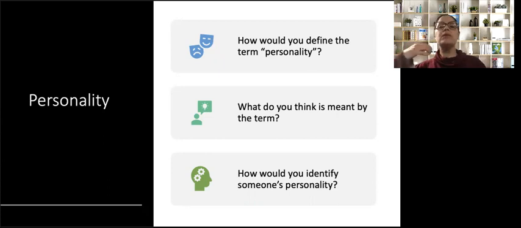But before you learned how in psychology we define personality, how would you have described it? And what do you think is meant by the term personality? Additionally, I want you to think about how you might identify someone else's or your own personality. So, what measures would you have used to say that they showed one personality over another?